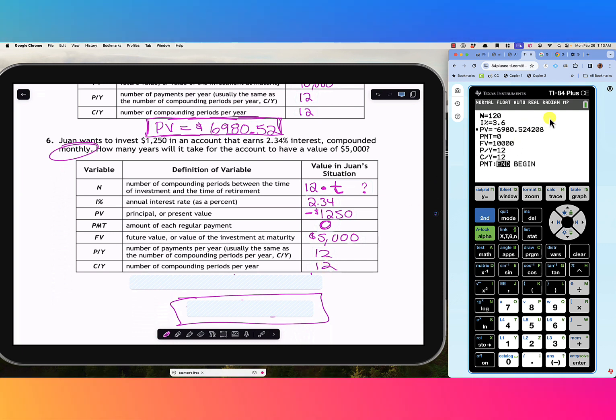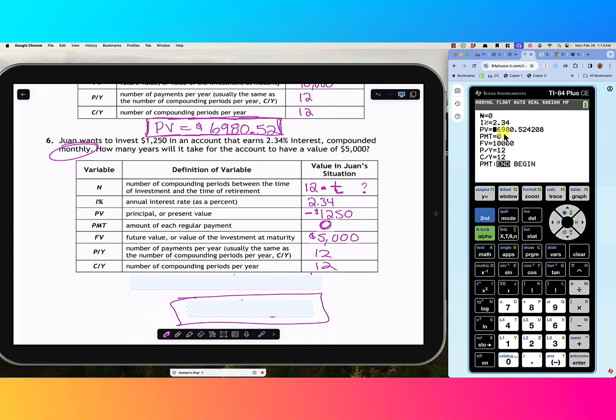Let's go to the calculator and type in the information that we have. On the first line, n, we know it's 12 times something, but we don't know what that is. So we're just going to put in a 0 this time for n, because we don't know how many years. We have to come back and solve for it. Interest rate is 2.34, so type that in. Oh, I'm sorry, I did that wrong. Let me go back to the n, put 0, n is 0. Interest rate, 2.34. Just making my corrections here.